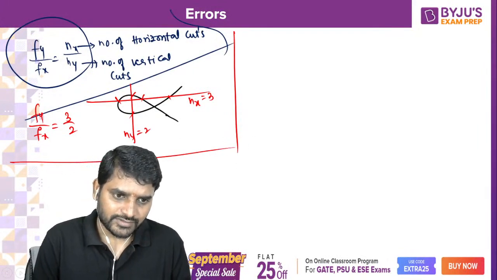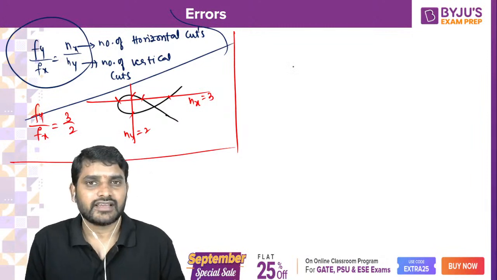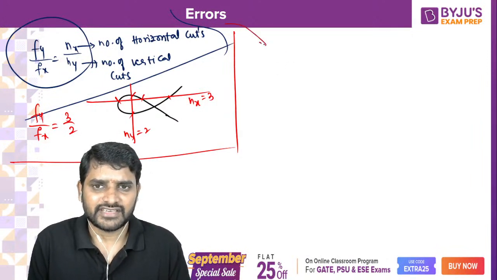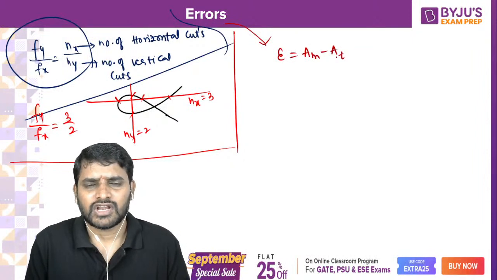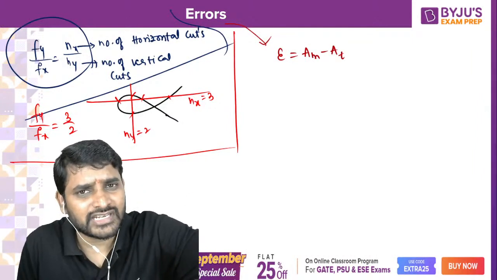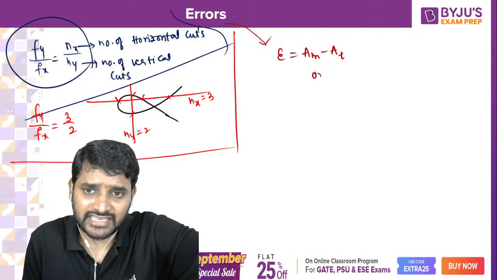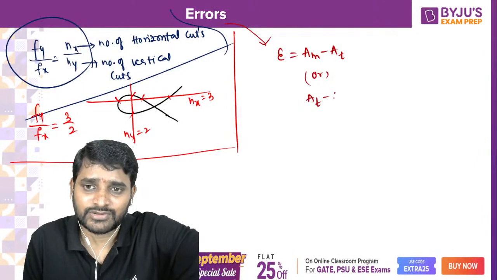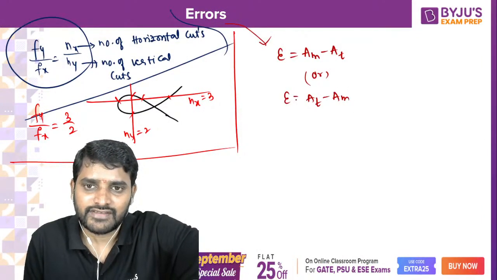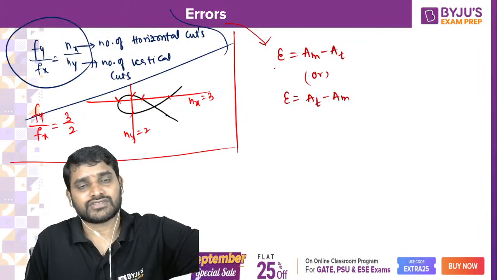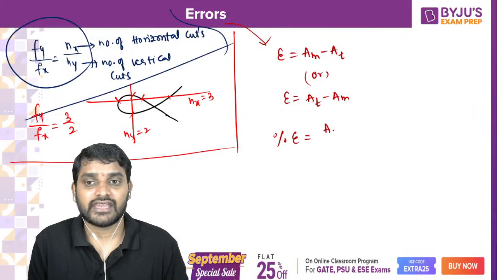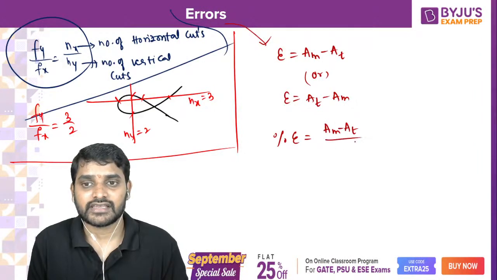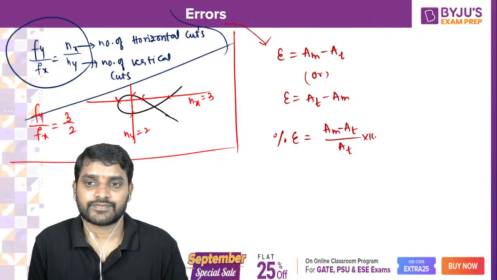Now the last one is errors. Error simply is nothing but deviation: measured value minus true value. No need to be only AM minus AT, it can be true value minus AM also. No issues. We call this the absolute error. The percentage error we take as AM minus AT divided by AT into 100.